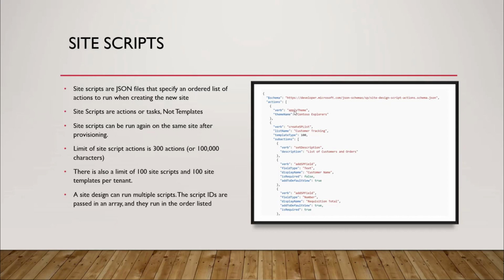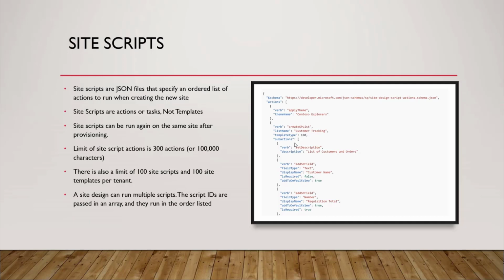For example, you see an action over here called apply theme, which would find a theme called Contours Explorers on your tenant and apply it. There is a verb called create SP list. You give the list name and specify the template type. Maybe if it's a custom list, 100; if it's an announcement, 107. All those template types can be found online, and you could use that to specify what kind of list you're trying to create.